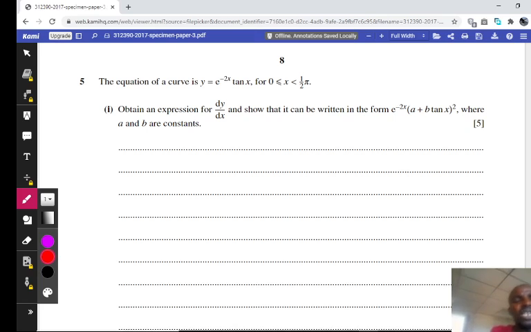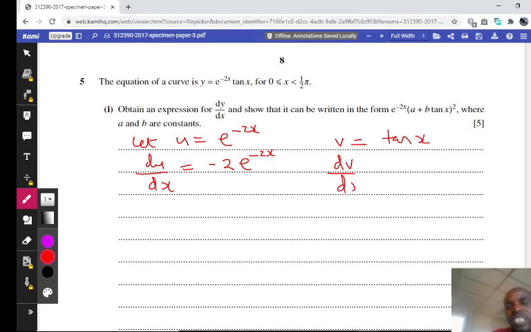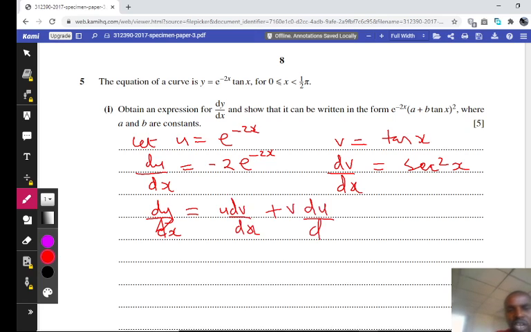What you do is, this one is product differentiation, uv. Let u equal e to the power minus 2x, and v equal tan x. Then du/dx is minus 2 e to the power minus 2x, and dv/dx is sec squared x, since differentiating tan x gives sec squared x. Then dy/dx is u dv/dx plus v du/dx.